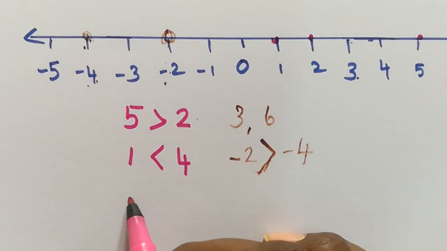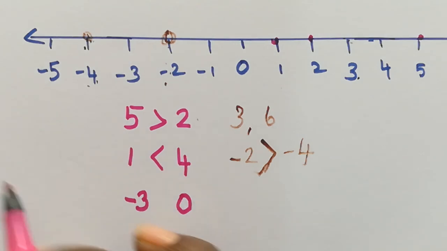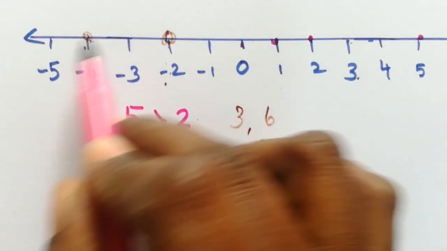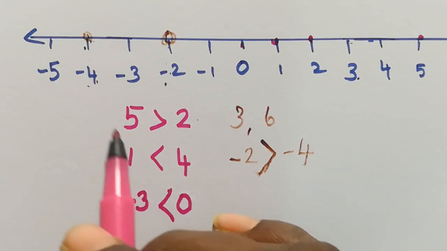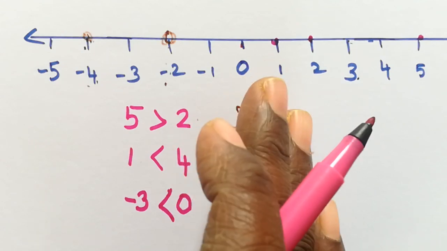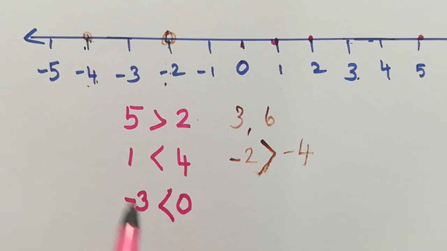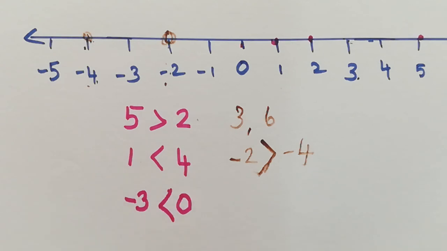Now let us compare minus 3 and 0. Which comes right side of the number line? 0, isn't it? 0 comes on the right side and minus 3 on the left side. So which is greater? 0 is greater. Are you clear? The number which comes to the right side is the greater number. If a number comes towards the left side, that is the smaller number. Here minus 3 comes on the left side, so minus 3 is the smaller number.